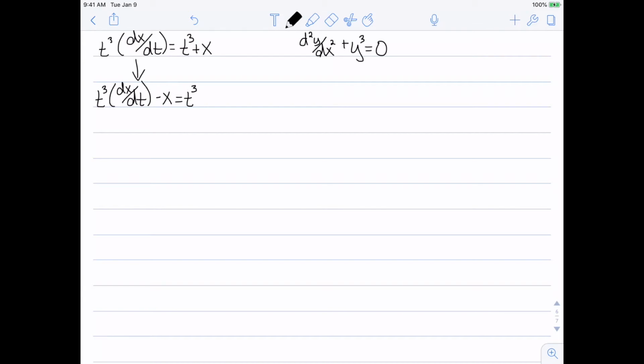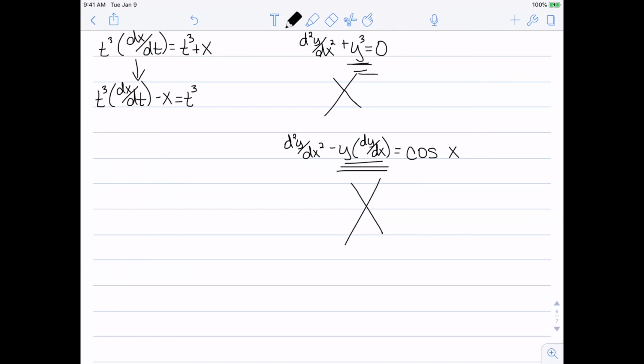This one, the second derivative of y with respect to x plus y cubed equal to 0, is actually not linear, in particular because of this y cubed. I should be able to cube my independent variable, in this case x, in my last example, t, but not the dependent variable, y. This one, the second derivative of y with respect to x minus y times the derivative of y equal to cosine x, would also not be linear because of this term right here. The coefficients of my derivatives can only depend on my independent variable, x, not my dependent variable, y.